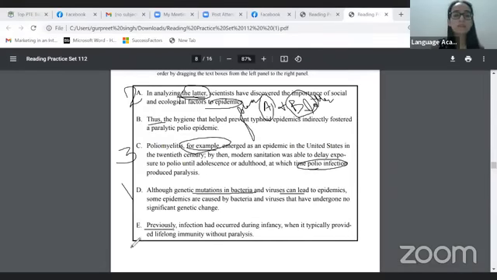And then there's a sentence which only talks about infection. This is called full name and part of the name. Which infection? Polio infection. Previously, infection had occurred during infancy when it typically provided lifelong immunity without paralysis. And then you conclude, thus, conclusion of the whole story. The hygiene that helped prevent typhoid epidemics indirectly fostered a paralytic polio epidemic.